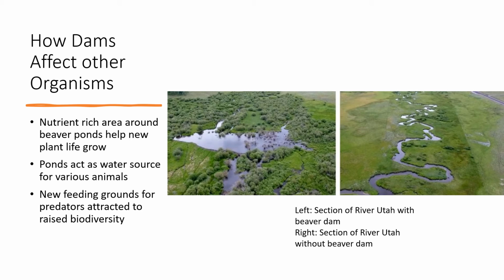And the ponds work as a water source for a lot of surrounding animals, and this brings in new animals like deer and wolves and birds and things like that. And these also generate new feeding grounds for predators that are attracted to a lot of the other animals that are here as well.